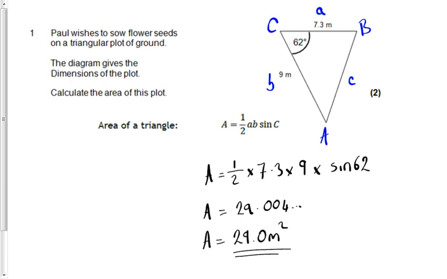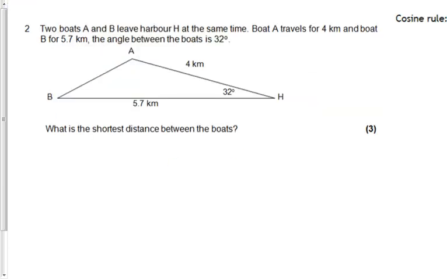Question 2. Two boats, A and B, leave the harbor H at the same time. Boat A travels for 4 kilometers, boat B for 5.7 kilometers. The angle between the boats is 32 degrees. What is the shortest distance between the boats? So what we have here is a triangle where we know two sides and the angle between them, and we are searching for a third side.